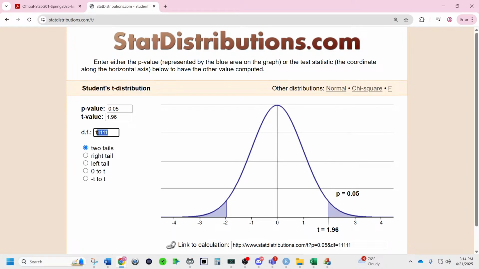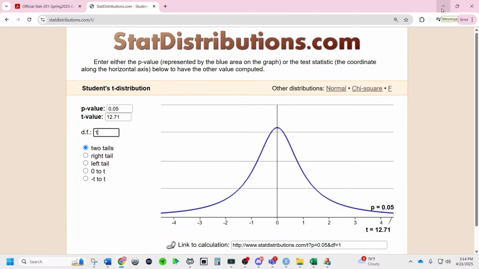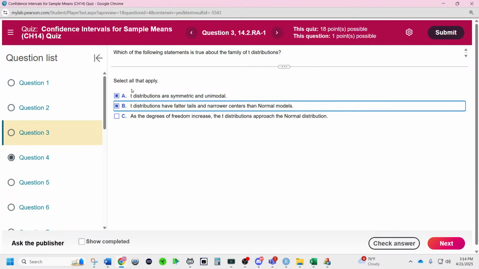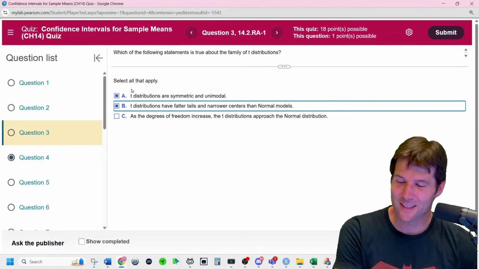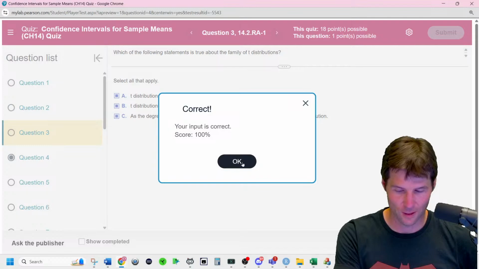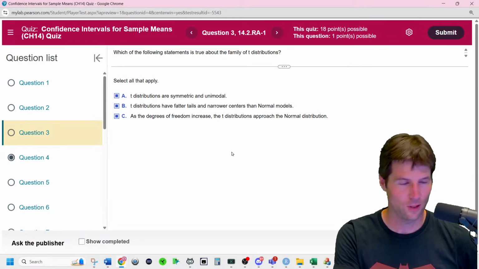So if we go over here and go to really low degrees of freedom, they are much fatter and narrower towards the center, and you can really see it right there. That's really a low degrees of freedom t. As the degrees of freedom increase, the t approaches the normal. That's exactly what we saw right there. So we did amazing on that. We did such a good job.